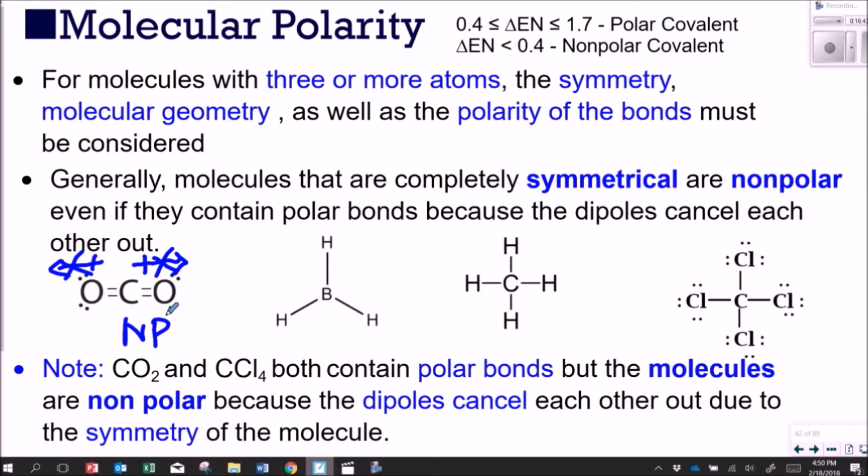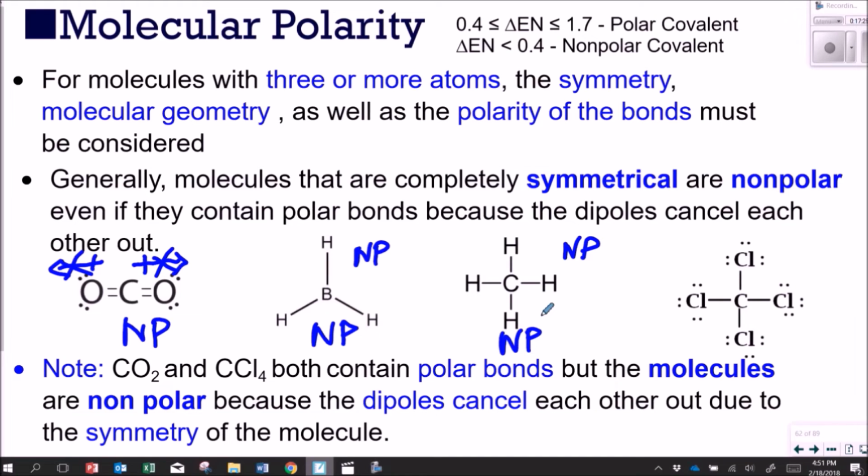In boron trihydride, we have 3 nonpolar bonds, and we also have perfect symmetry, so we end up with a nonpolar overall molecule. Similarly, in methane, we have 4 nonpolar bonds. We have a completely symmetrical molecule, so we end up with a nonpolar overall molecule.